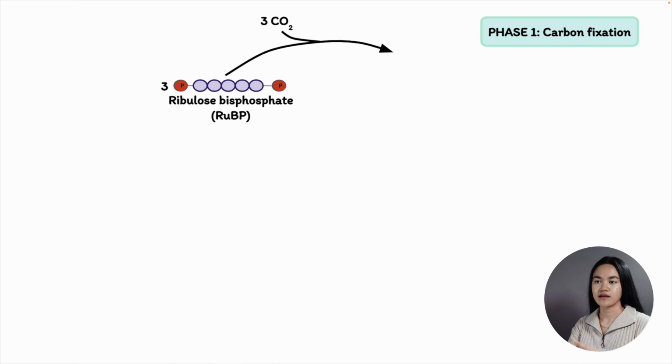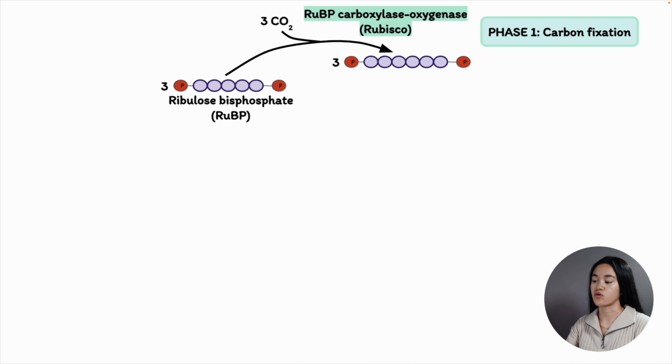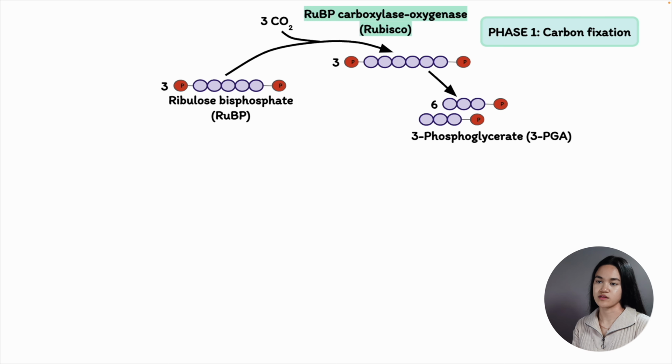The enzyme that catalyzes this step is rubisco, and we produce a 6 carbon molecule or intermediate that is immediately split into 2 3 carbon molecules called 3-phosphoglycerate, 3-PGA. That's because this 6 carbon molecule is unstable, and so it immediately splits into 2 molecules of 3-phosphoglycerate. Alright, for each carbon dioxide molecule that enters the Calvin cycle, 2 3-PGA molecules are produced. So we have 6 3-phosphoglycerate molecules.